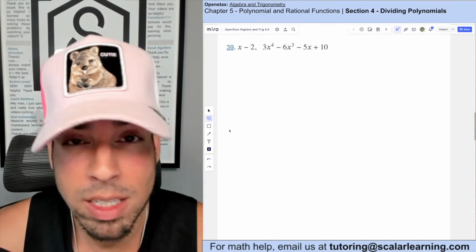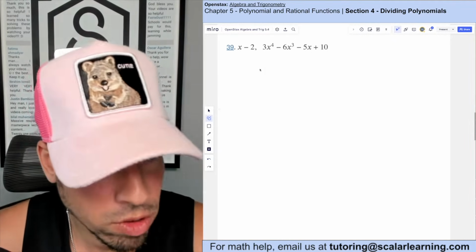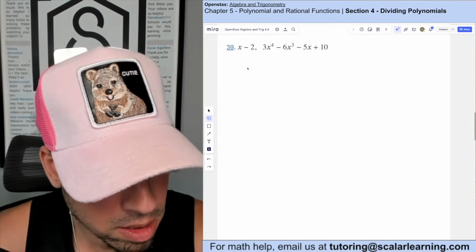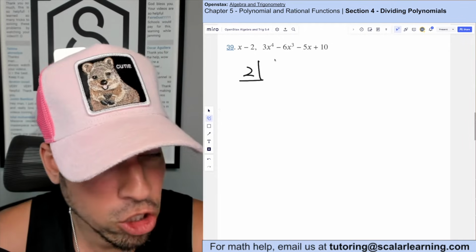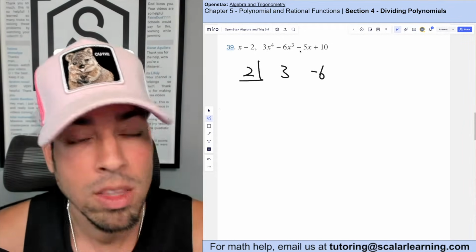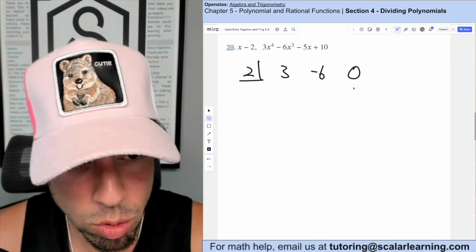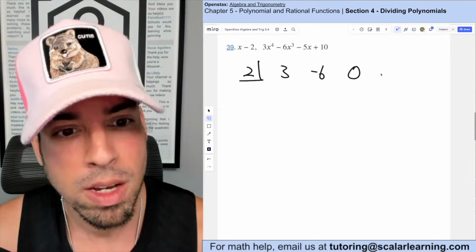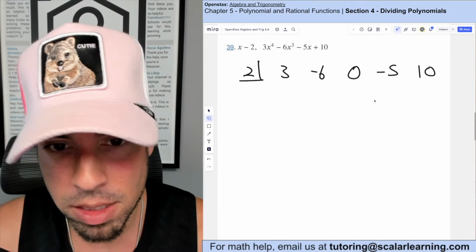And the way we'll know that is if we get a remainder of 0. So let's check that out. So first, again, we put the opposite of that constant in the box, and then we put the coefficients in descending order, 3x to the 4th and negative 6x cubed. There is no x squared, so we need to put a placeholder of 0, because that's like 0x squared, which is another way of saying no x squared. Then negative 5 and positive 10.